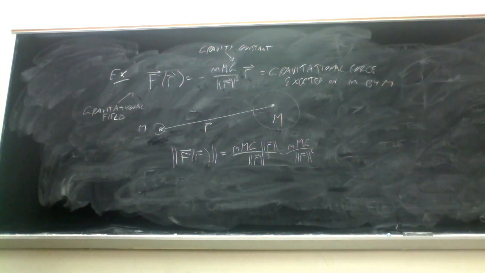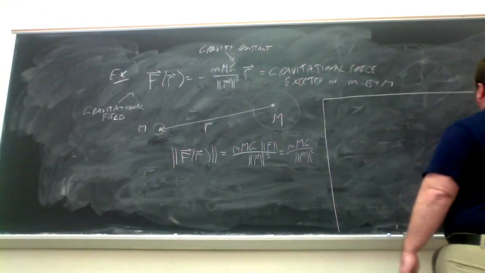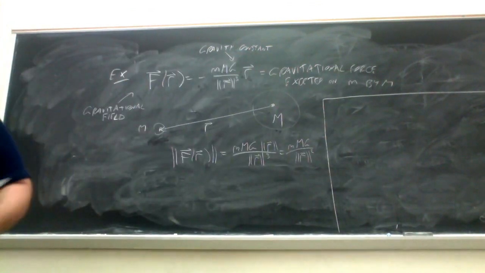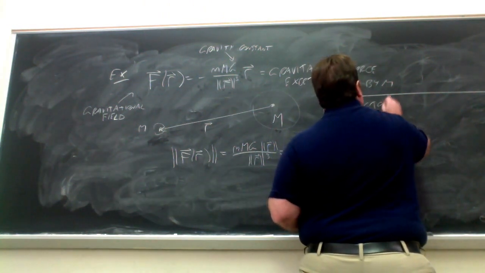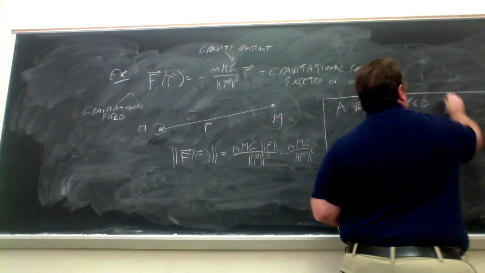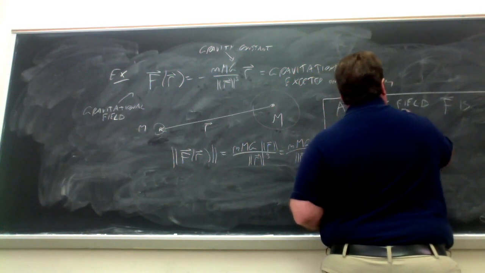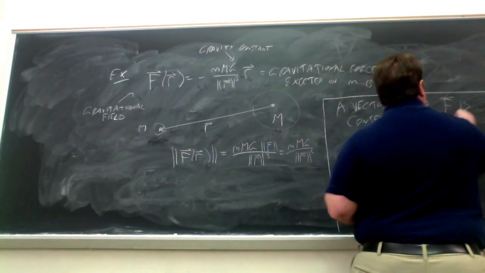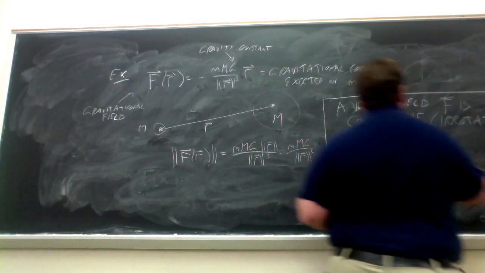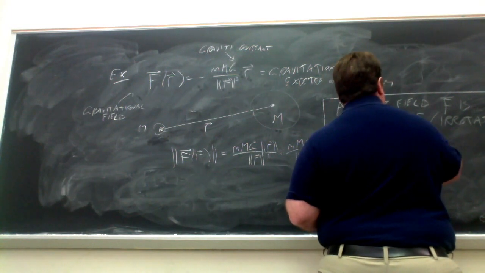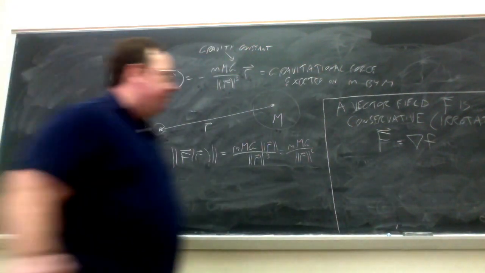Okay. All right. Now, one aspect of vector fields that's going to be particularly important to us in upcoming sections is this: a vector field, big F, is said to be conservative, also referred to as irrotational, if F happens to be the gradient of some scalar valued function little f.